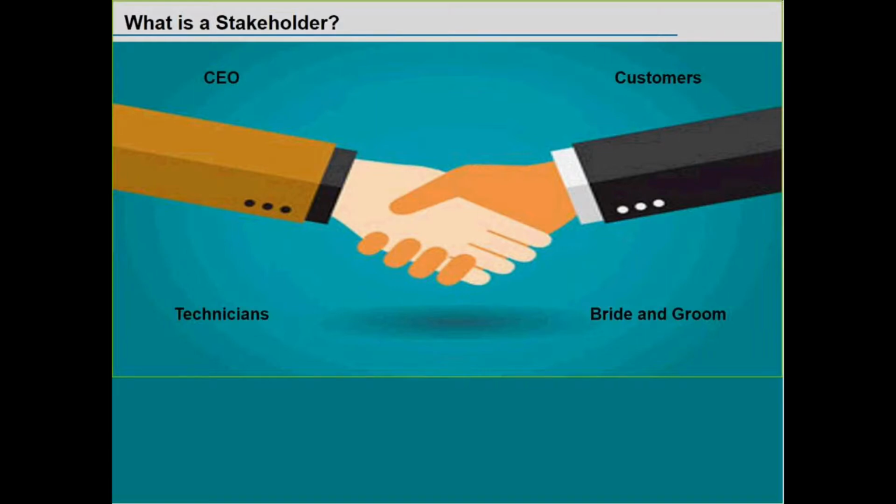If your project is not directly improving the customer value, our customers as a stakeholder would not be happy with that. We can have technicians or the people doing the actual work that will be directly affected by your particular project. Let's take a look at a stakeholder example when we're thinking about a bride and a groom.